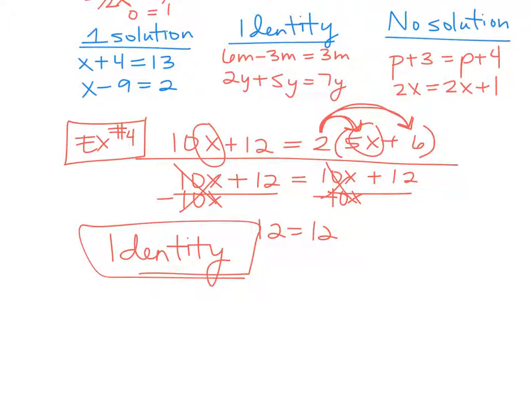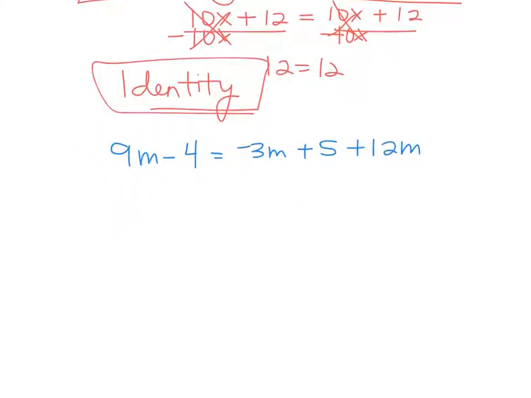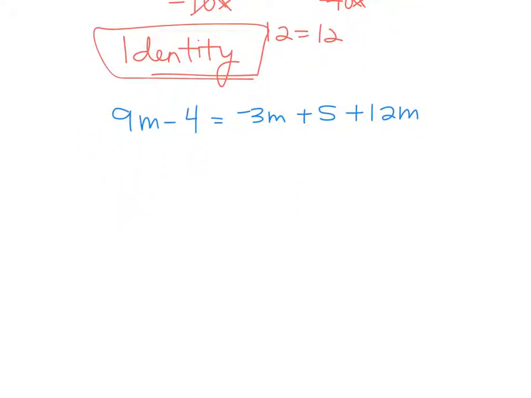All right, how about this one? If I tell you 9m minus 4 equals negative 3m plus 5 plus 12m. What's the first thing you need to do on this problem? Combine like terms on the right side. Right. So you have a negative 3m plus 12m. What is that? That's 9m. Okay, so you have on the left 9m minus 4. If you combine these two, you get 9m plus 5.